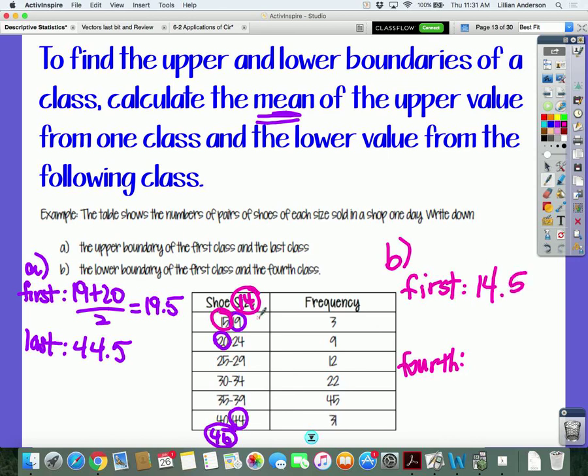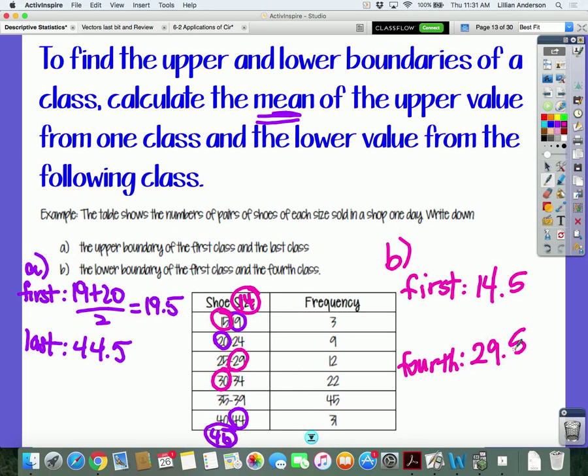The fourth class, that's 1, 2, 3, 4. I'm looking for the lower boundary of the fourth class. I'm going to take 30 and get what? Questions on finding upper and lower boundaries?